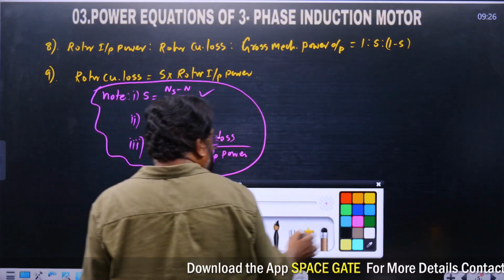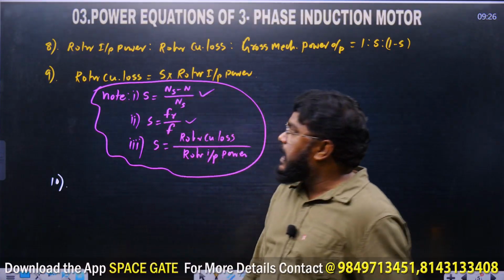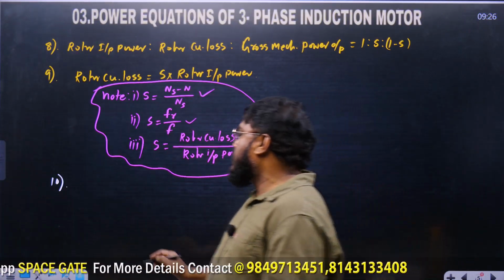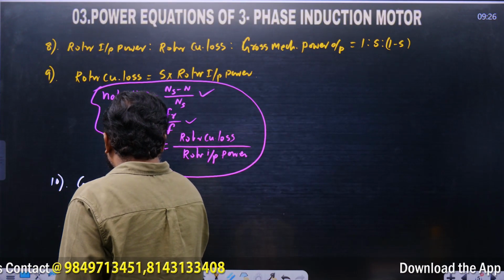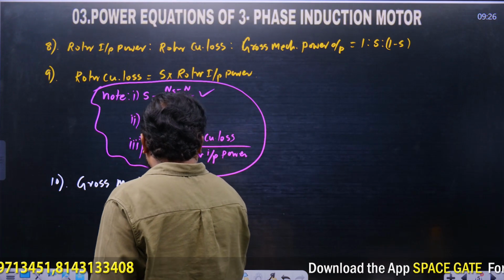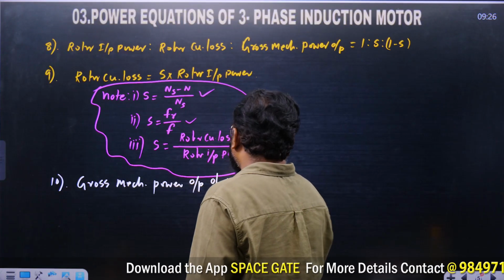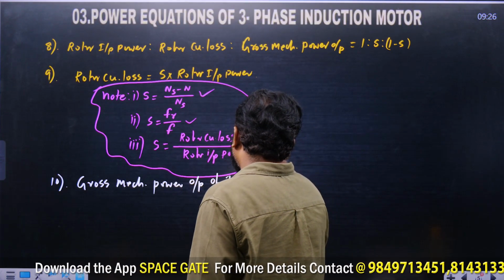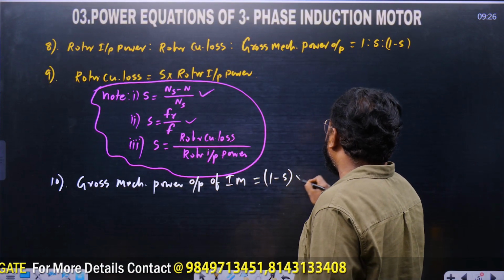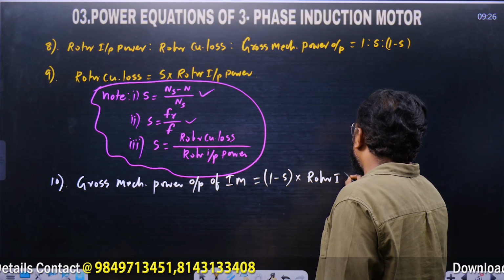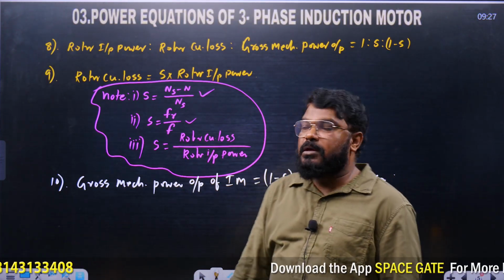And next possibility of the question from this concept, the 10th one here: the gross mechanical power output of the motor. How do we calculate it? The power output of an induction motor is equal to (1 minus S) times the rotor input power. This is also one of the questions: gross mechanical power output of the motor.